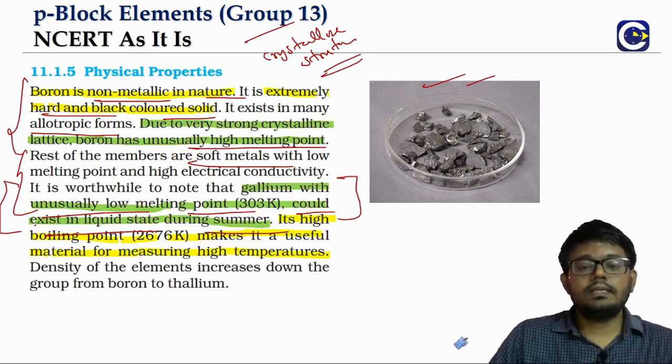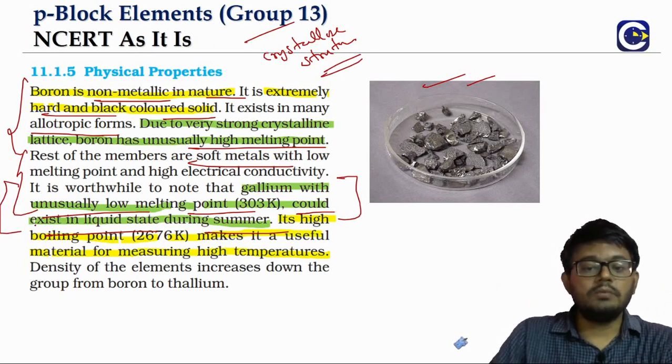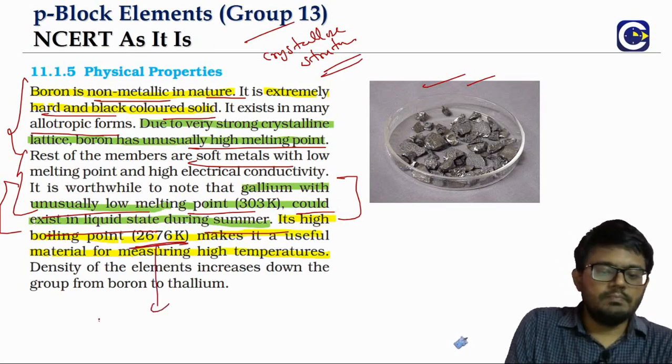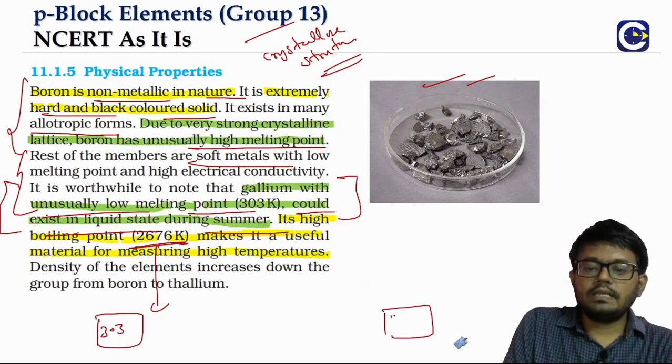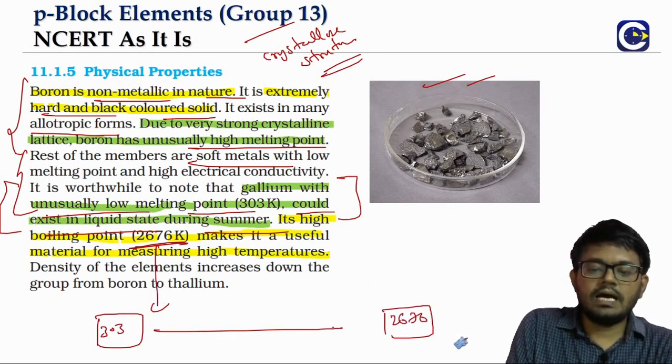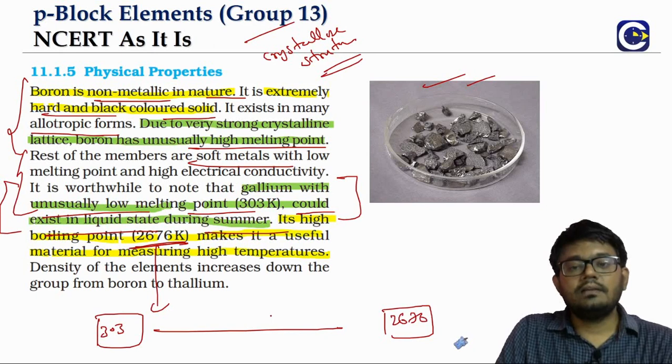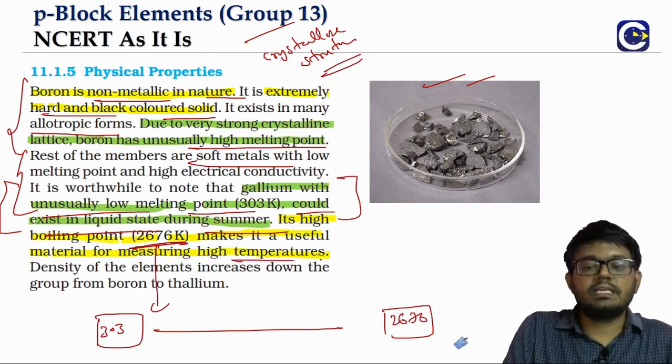But look at its boiling point. Boiling point is what? 2676 Kelvin. So it is melting at 303 and it will boil only at 2676. So we have a large gap, and this makes it a suitable material for measuring high temperatures.